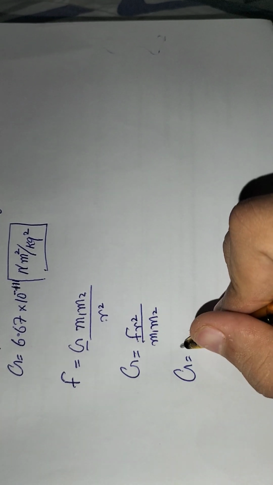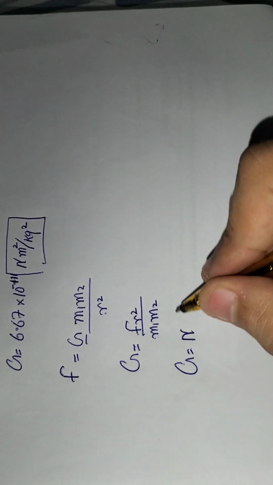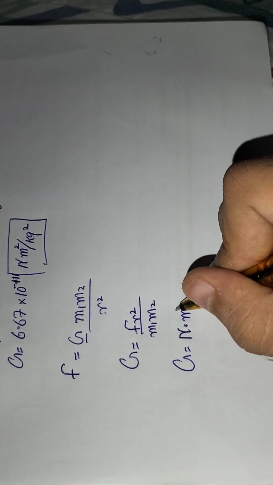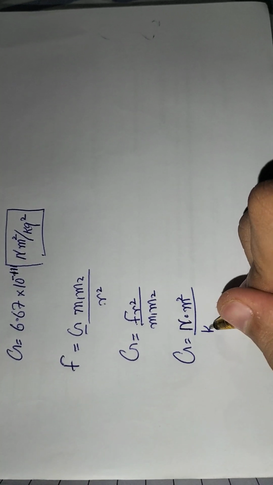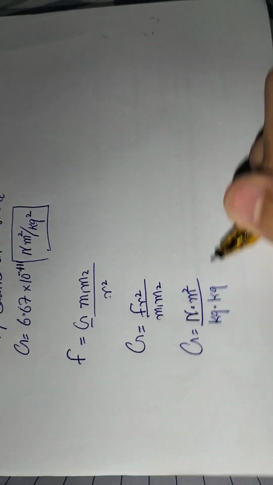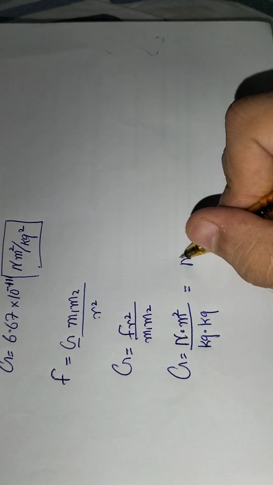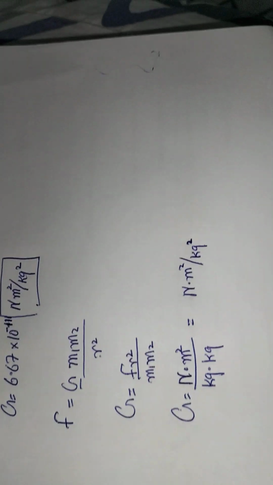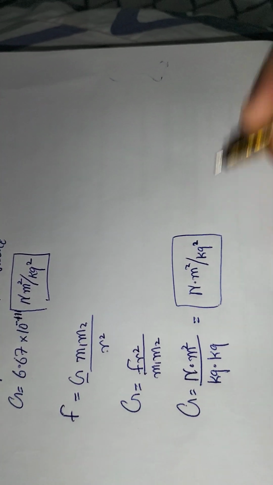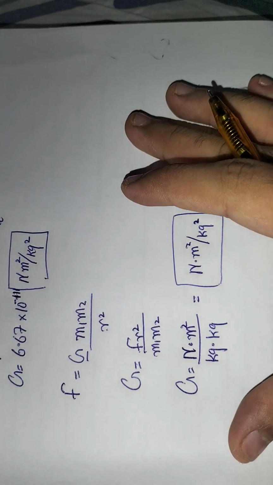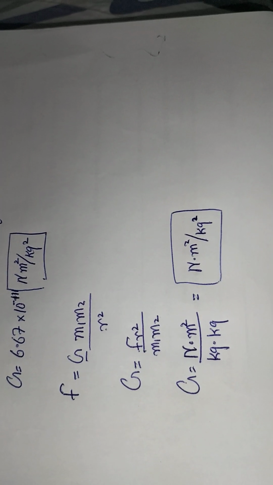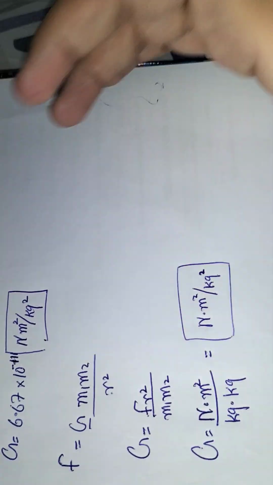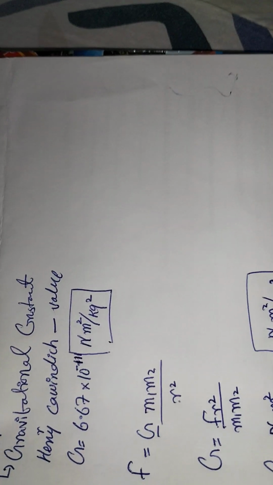The unit of force is Newton, and the unit of r, distance, is meter, and square the same, and m1 and m2 are mass 1, mass 2. So it becomes Newton meter square per kilogram square. Okay, Newton meter square per kilogram square. This is the unit of gravitational constant. And now what is the dimension of this Newton meter square per kilogram square? So let's find the dimension.